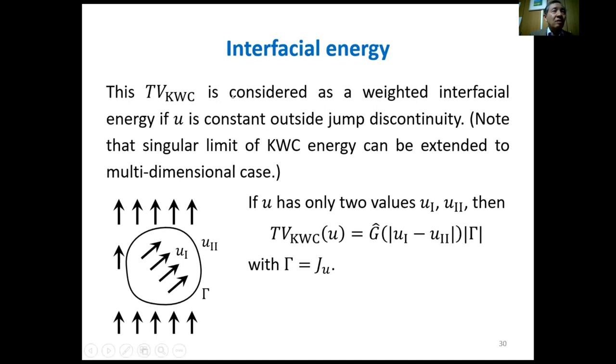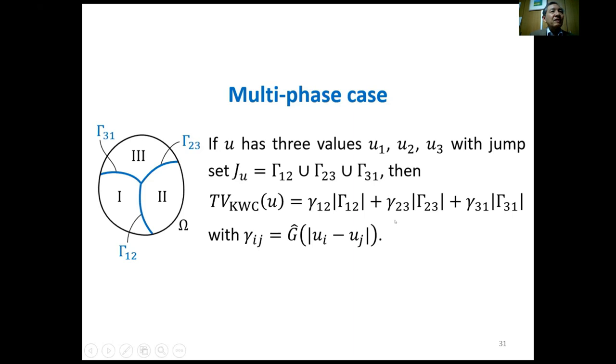And this total variation energy is considered as a weighted interface energy if u is constant outside the jump discontinuity. Note that the singular limit of Kobayashi-Warren-Carter can be extended to the multi-dimensional case, which I did not mention today. If u has only two values, u1, u2, then the Kobayashi-Warren-Carter energy, the total variation energy, is G hat of u1 minus u2, the difference, times gamma. Right. And in the multi-phase case, this is fine. We cook up such kind of energy, even in the multi-phase case.